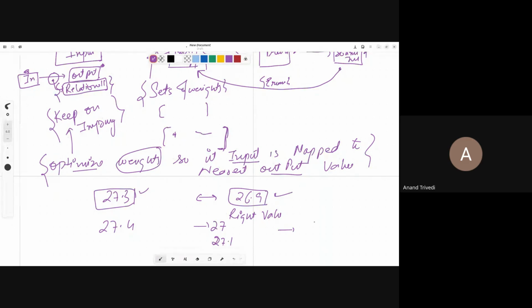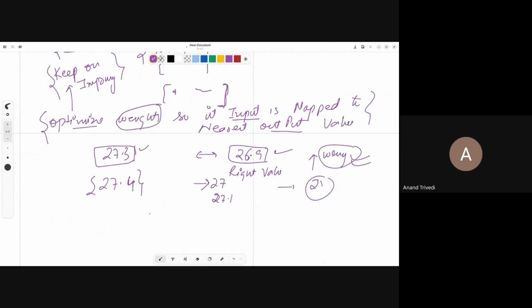However, if it is directly predicting 21, this is a wrong value. This is a wrong prediction. Then we cannot convince anyone that it is the right thing that it is saying, right? So obviously, 27.3 and 26.9 are somewhat near to each other, right? And similarly, 27.4 and 27 are also near to each other. So obviously, we can say that our model has been able to produce an output that is near to each other.